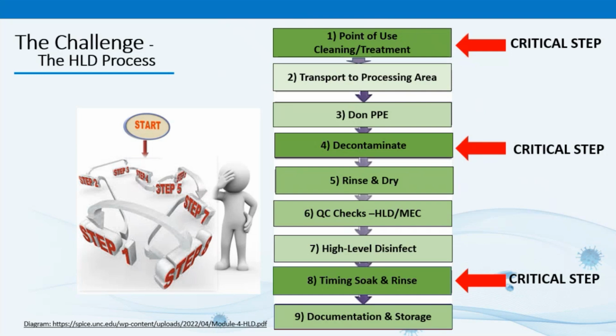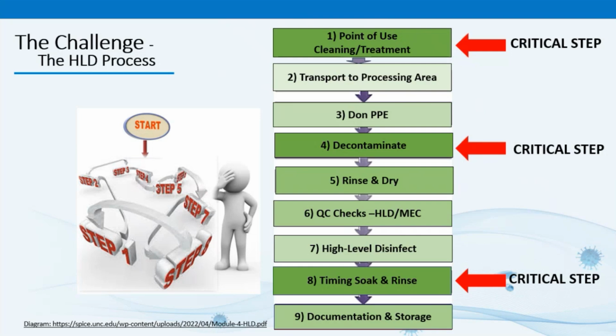In step one, point of use, surveyors observed failure to treat at the point of use prior to sending items to be reprocessed. They found instruments sent for reprocessing had visible blood and bioburden. They observed expired enzymatic products being used. And they found IFUs for those enzymatic sprays and cleaners used at that point of use weren't readily available.